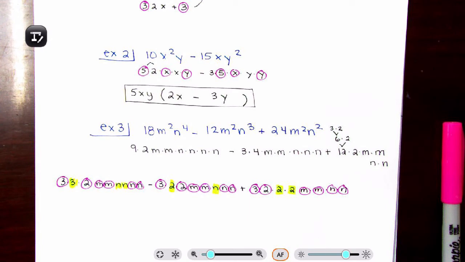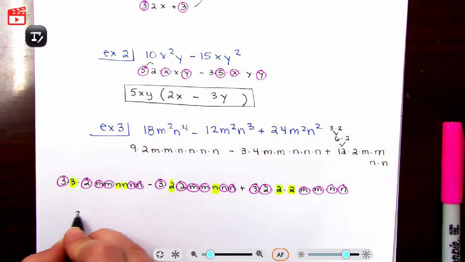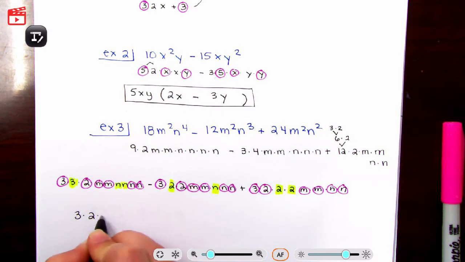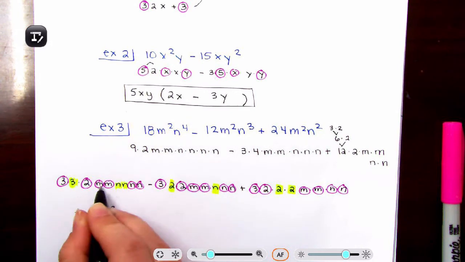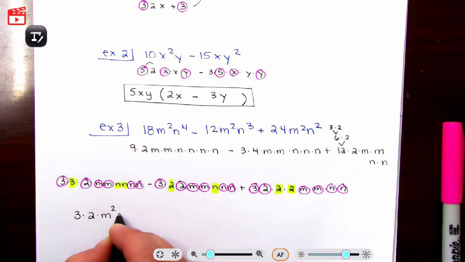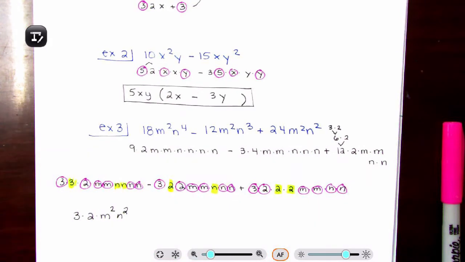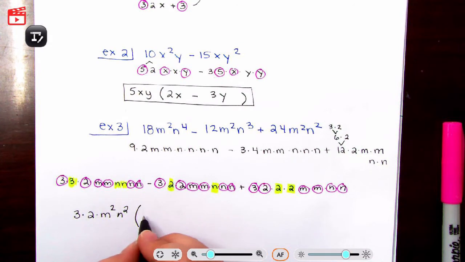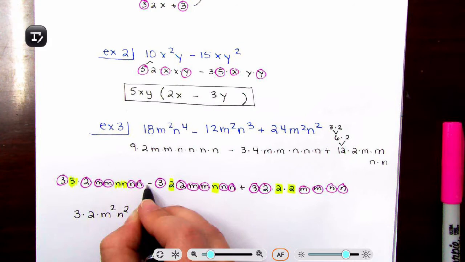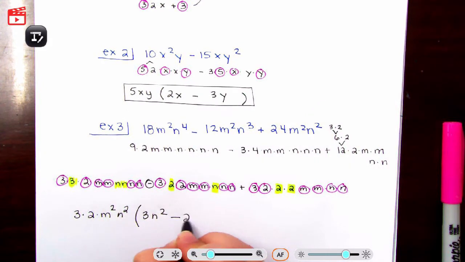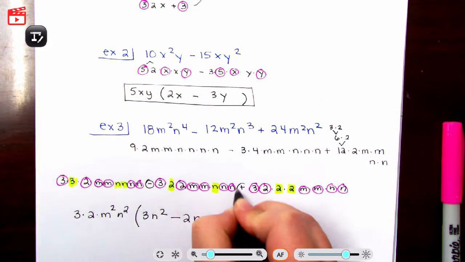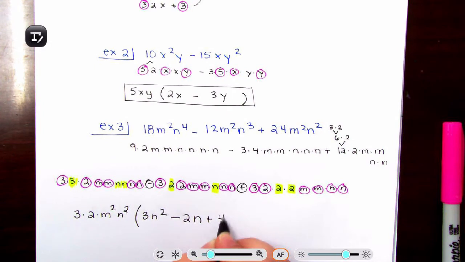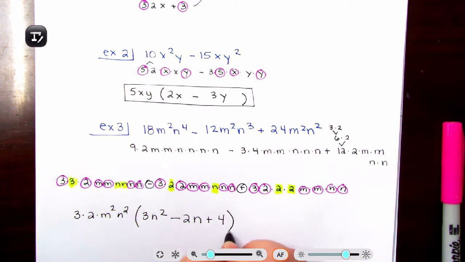So how do we write this? Well, let's write out what we factored out first. I factored out a 3, I factored out a 2, and I factored out m squared because there are 2 m's, m times m is m squared, and then I had 2 n's, which is n squared. Then what do I have left over? I have 3 and n squared, minus 2 and an n left over, plus 2 times 2, which is 4. Everything else has been removed.